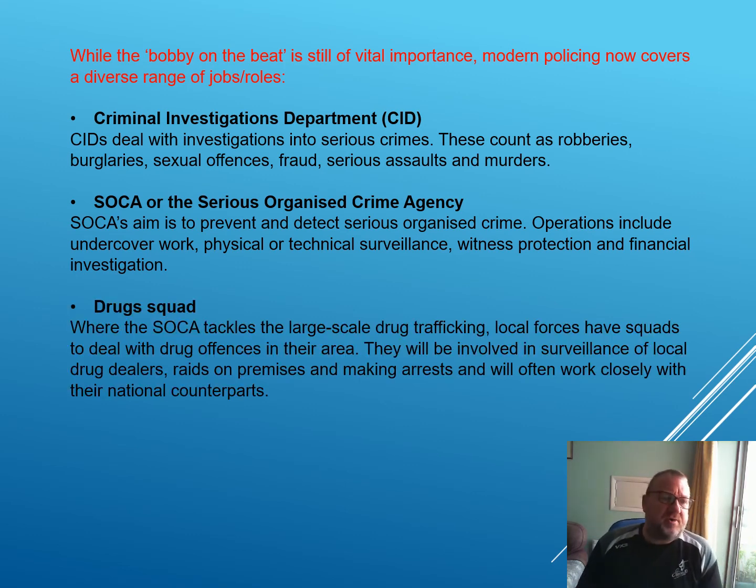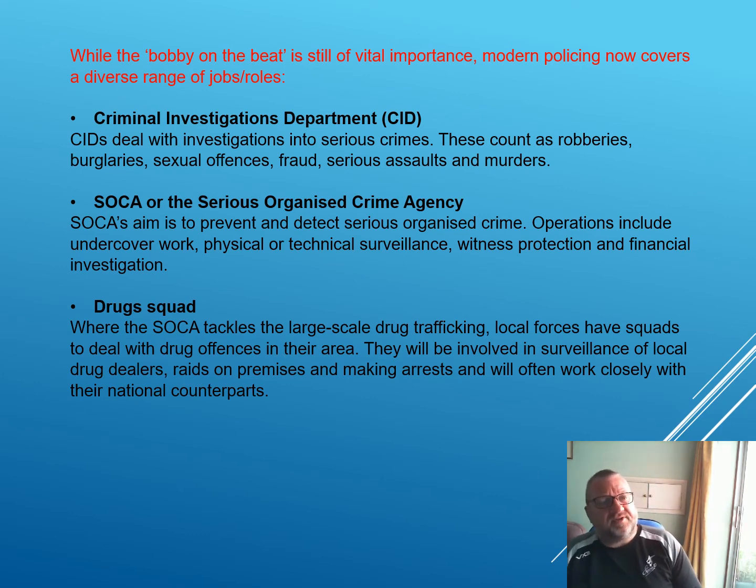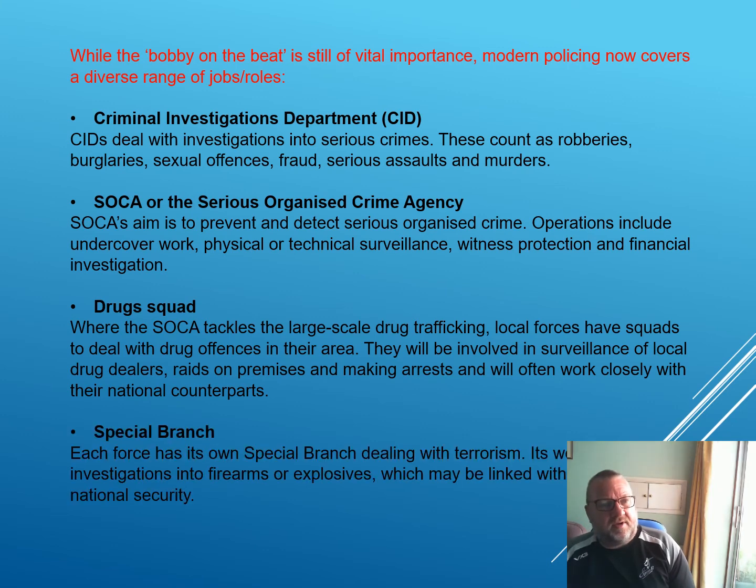You've then got the drug squad. So the SOCA tackles large-scale drug trafficking, but there'll be local forces. So Devon and Cornwall will have its own drug squad that will deal with specific drug offences in our area. Okay, and that might involve work such as surveillance on local drug dealers, raids on premises, arrests, and working closely with the National Drug Squad. Special Branch. That's the force that's involved with terrorism, and that would also cover work such as firearms or explosives, and they're linked to threats to national security.